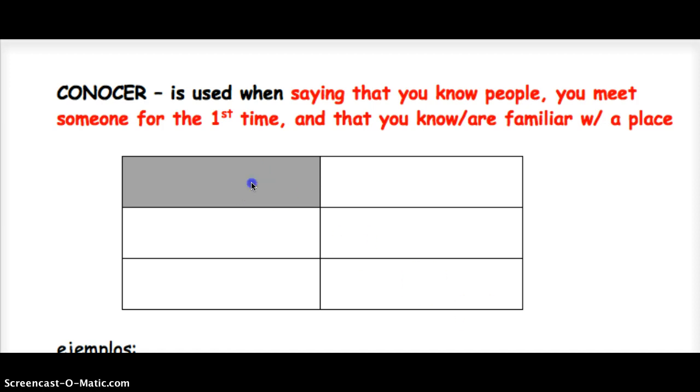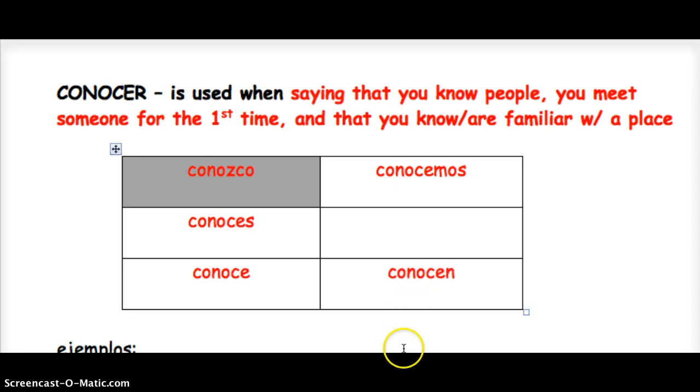So as a reminder, the conjugations of conocer: conozco, the yo form, is irregular. After that, it is a regularly conjugated verb. Conoces, you know. Conoce, he or she knows. Conocemos, we know. And conocen, you guys know or they know.